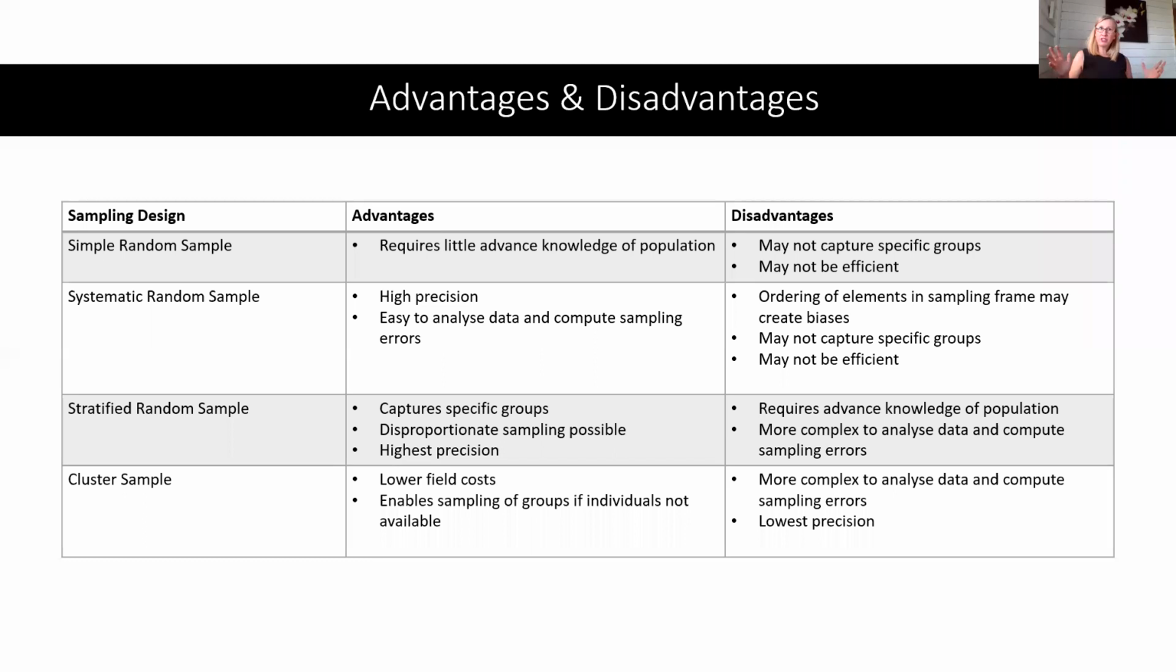Now here's a summative table of advantages and disadvantages of using these types of probability sampling methods. So I'm going to stop sharing my screen now. And hopefully now you can understand what a population is and about probability sampling methods.